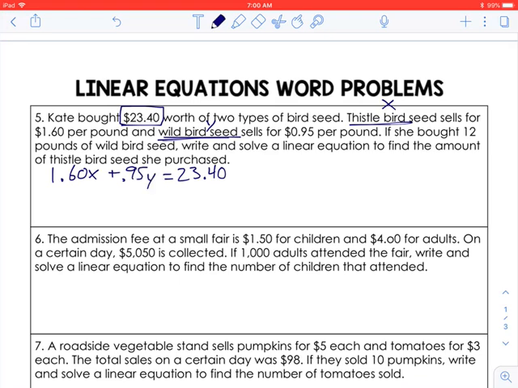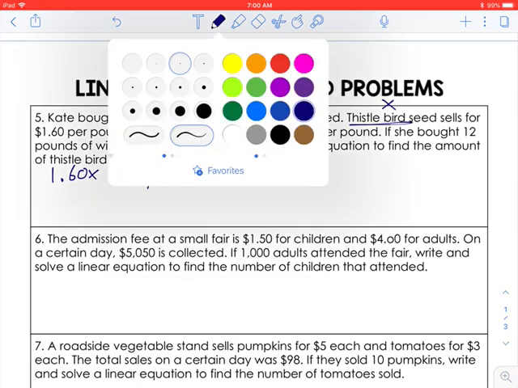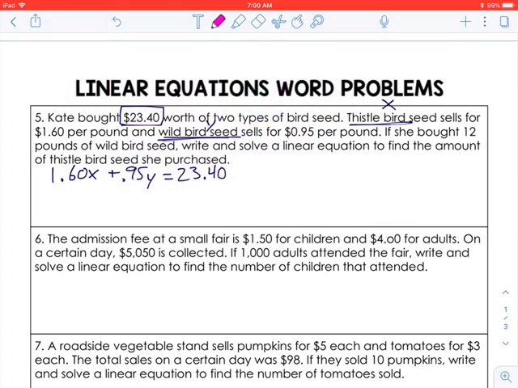It says if she bought 12 pounds of wild birdseed, so that's 12, going to plug in for the Y value, and solve and find the amount of thistle birdseed. That's in pounds. We have 12 pounds, and we're looking for how many pounds of thistle birdseed. So let's plug it in.